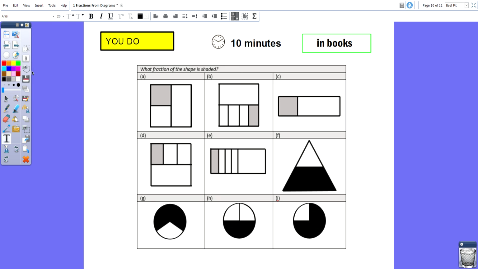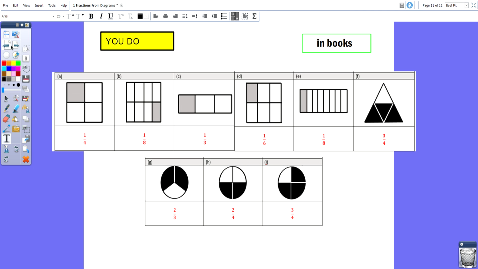Okay, so you've had a go at these ones here again now. With your red pen, could you tick them if they're right and change them if they're wrong? Remember, for all of these, the trick is to split it up into the smallest shape that is shaded in. So I've split it up into equal parts and looked at how many there are in total and how many are shaded.